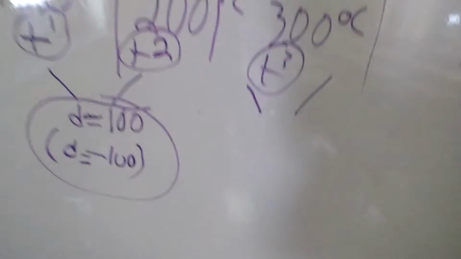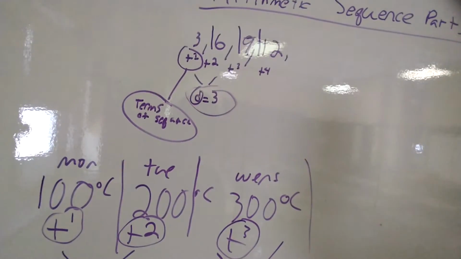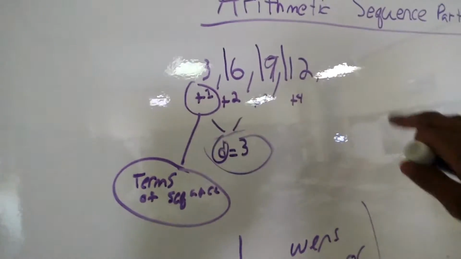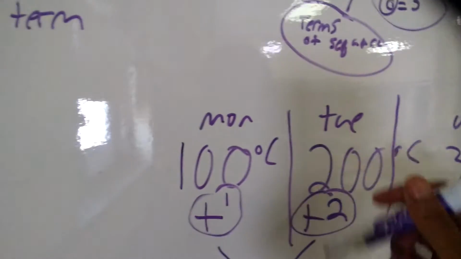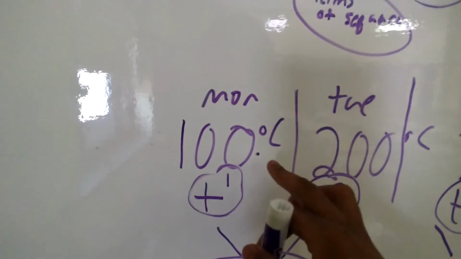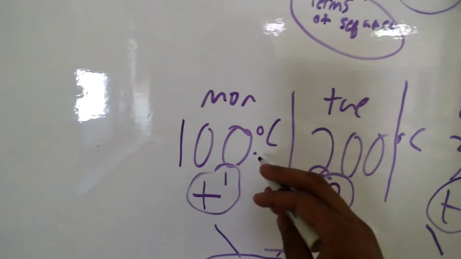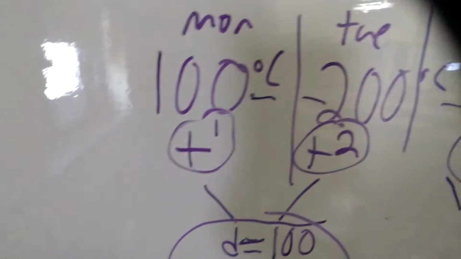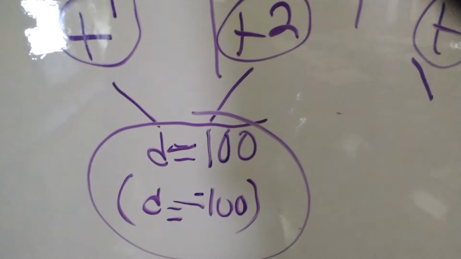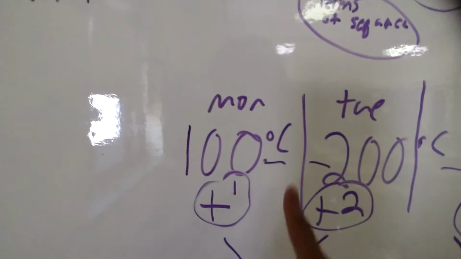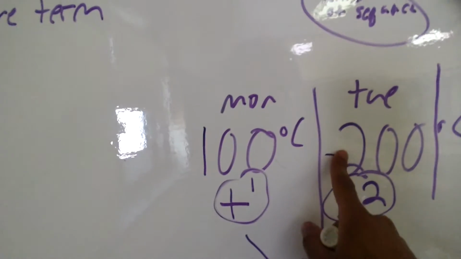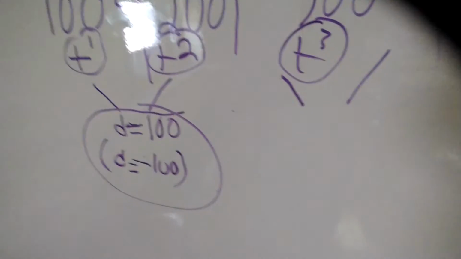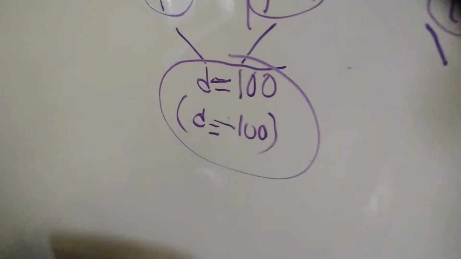Common difference is just the difference by which the pattern increases or decreases. The difference will be 3. If it was going minus 200, minus 300, then the difference would be negative 100. But since it's not a negative number, we just keep it like this. So this is an arithmetic sequence, and the common difference is 100.